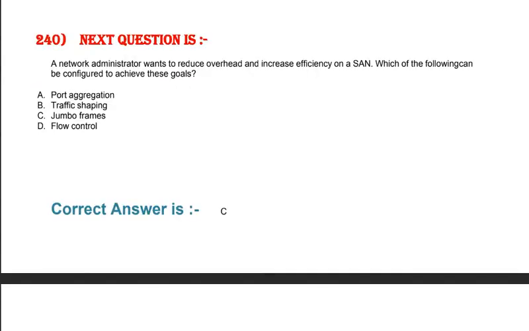Question is, a network administrator wants to reduce overhead and increase efficiency on a SAN. Which of the following can be configured to achieve these goals? Option A. Port aggregation. Option B. Traffic shaping. Option C. Jumbo frames. Option D. Flow control. Correct answer is option C.